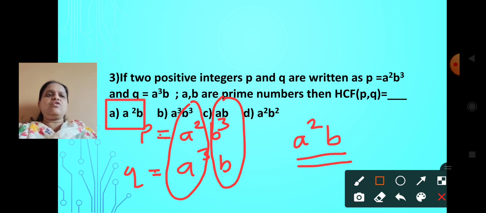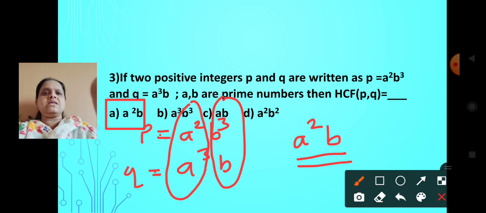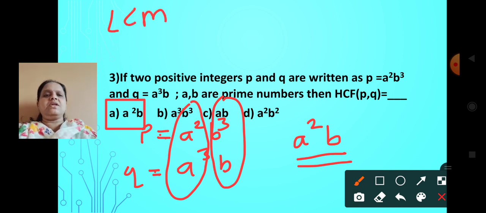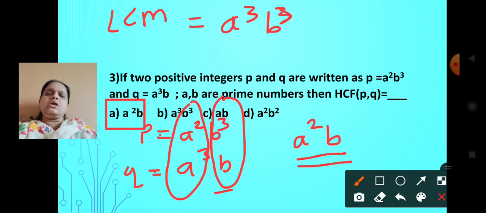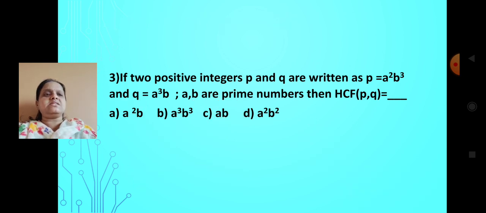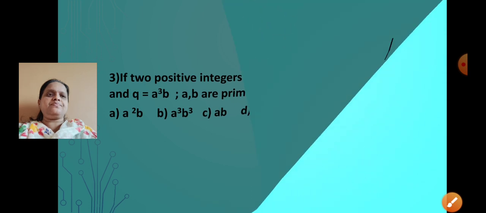But if I want to find the LCM, how to find it in that case? You can find the LCM by taking the highest power for the same variable. Here between a cube and a square, the highest power is a cube, and for b it is b cube. So your LCM will become a cube b cube. In such a way you can find the HCF and LCM.